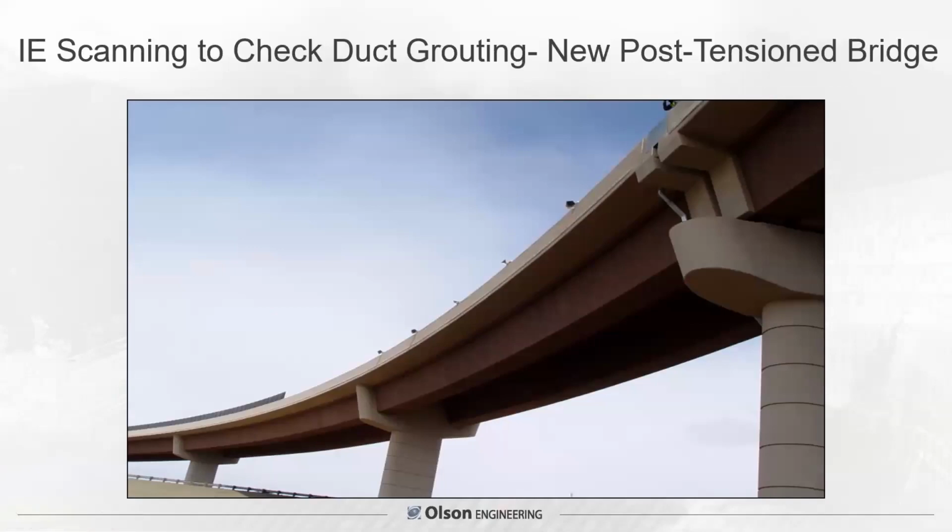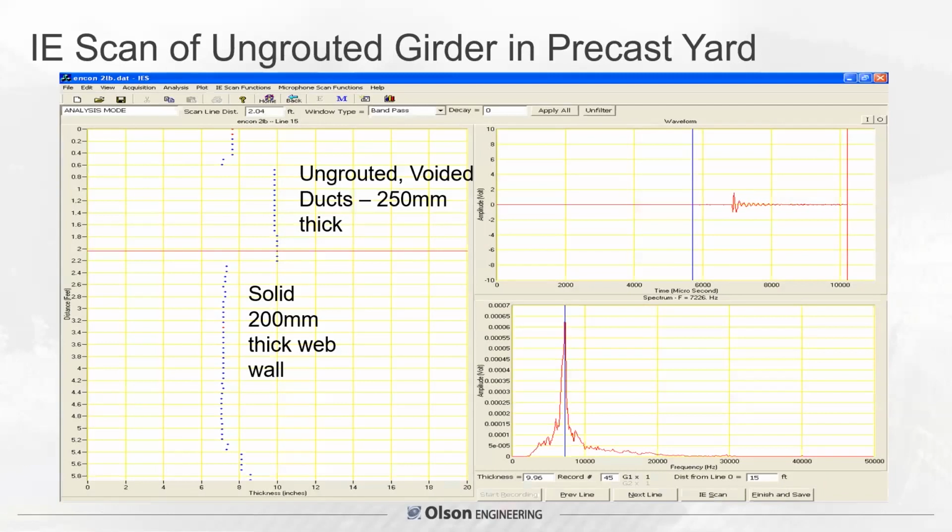This is a real world project in Colorado where they had concerns about the duct grouting in this new post-tension bridge, a long segment, but put in place with post-tension ducts and grouted. So they knew during the project they had some concerns about it. They wanted to check it. They first had us just demonstrate that the technology would work after the NCHRP IDEA grant. But we went and tested an ungrouted girder in the precast yard.